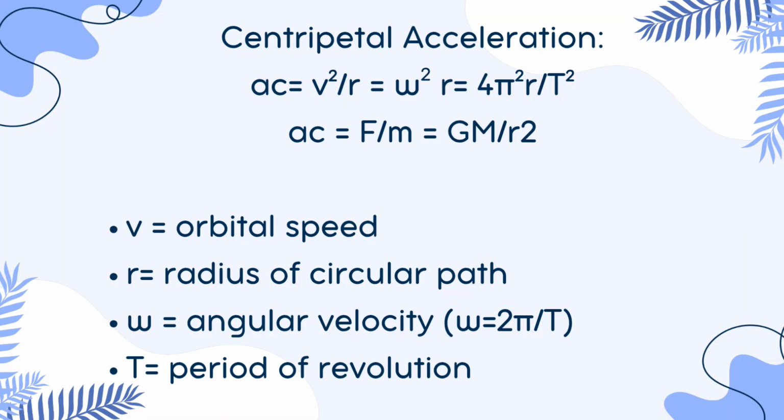So we have this formula of centripetal acceleration, which is a_c equals v squared over r, and we have a_c equals 4 pi squared r over T squared, and a_c equals F over m, equals GM over r squared. v represents the orbital speed, r is the radius of the circular path, and omega is the angular velocity, whose formula is omega equals 2 pi over T, while T is the period of revolution.